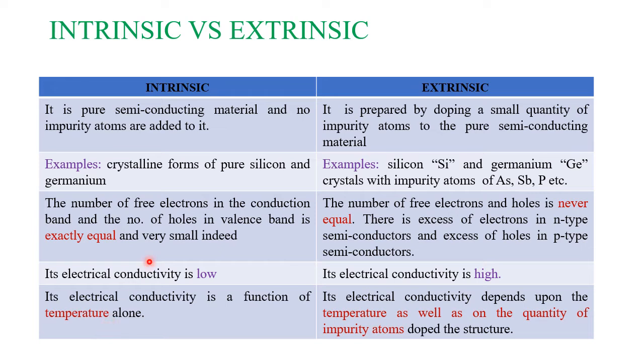Okay, all right, then the next one, its electrical conductivity is a function of temperature alone. So here the only possibility is that we have to increase the temperature in order to excite any electron or hole. When it comes to an extrinsic semiconductor, its electrical conductivity depends upon the temperature as well as on the quantity of impurity atoms. So it also depends upon the temperature, but the quantity of impurity atoms is also a factor.